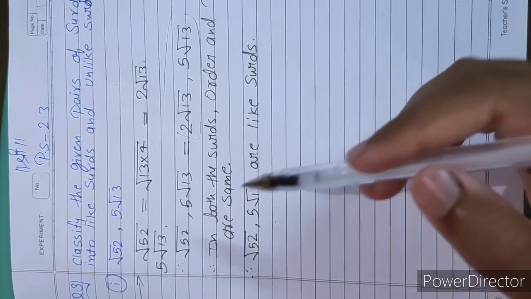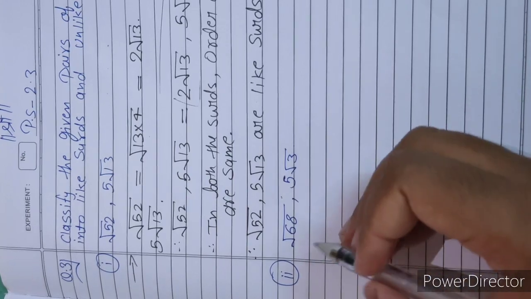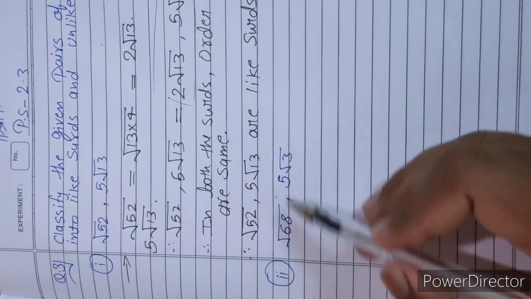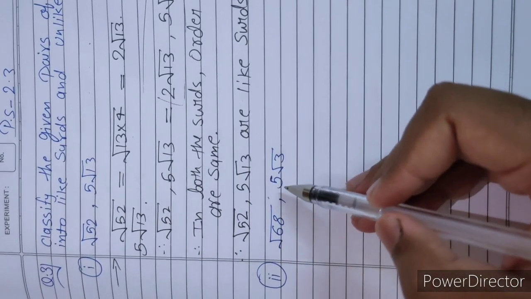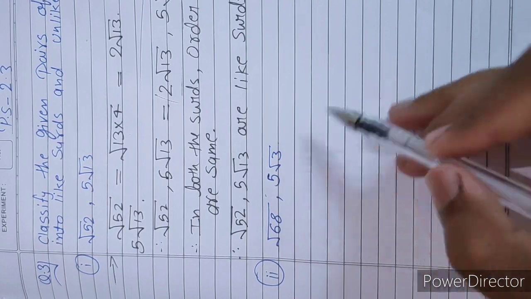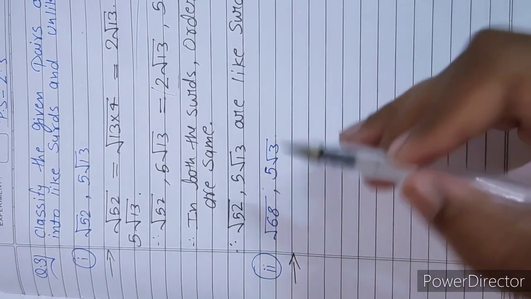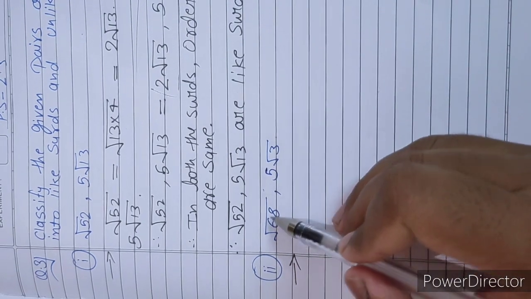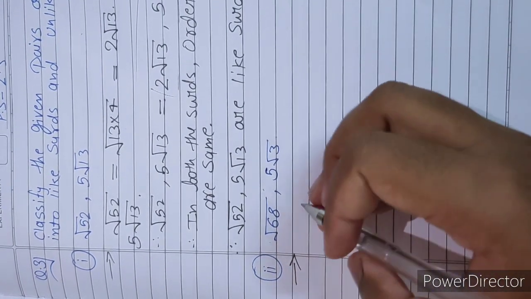Let's do the second question. Here we again have two surds. The first one is root of 68 and the second one is 5 into root of 3. The second surd is simplified, but we can simplify the first surd further.